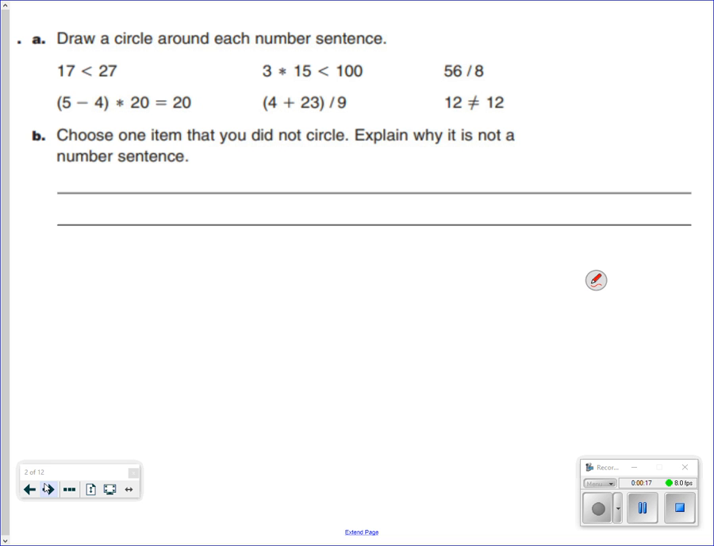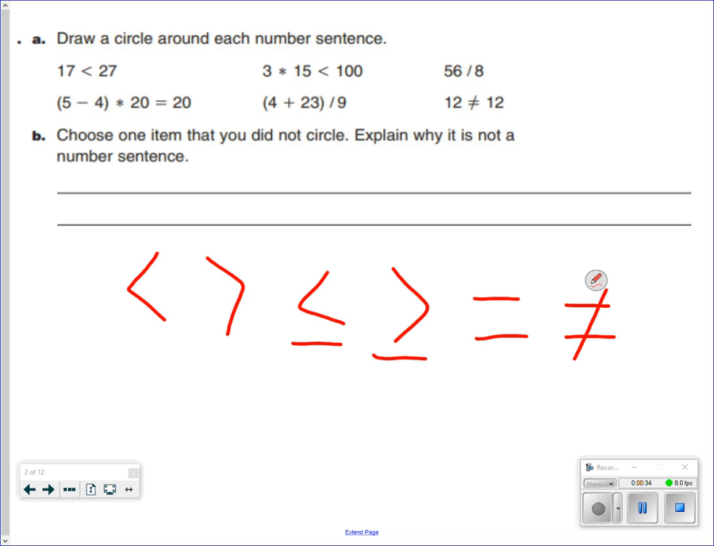Well, it needs to have a less than, a greater than, a less than or equal to, a greater than or equal to, or an equal sign, or it isn't equal to sign. This makes it a complete number sentence. So let's take a look at this first one. 17 is less than 27. That is a number sentence because it has a less than symbol.